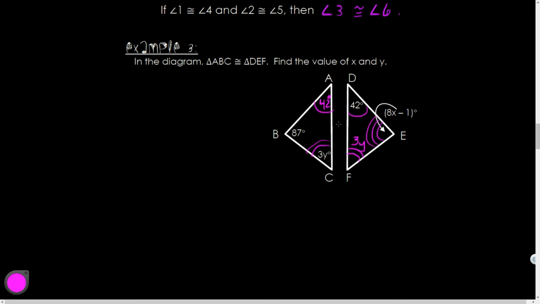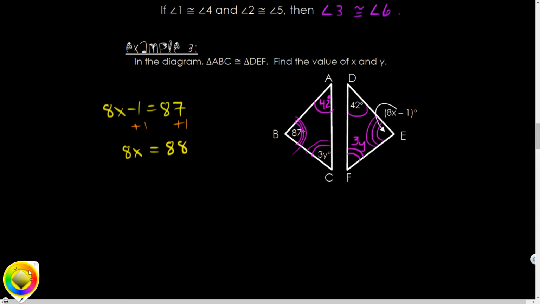So angle E is congruent to angle B. So 8x minus 1 equals 87. Make sure you're writing this down because you want this as a resource. And you're 7 times as likely to remember something if you write it down.